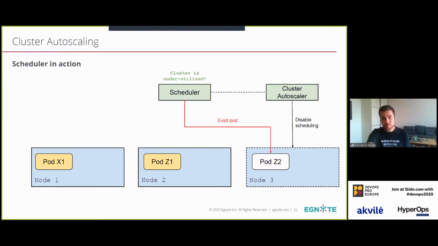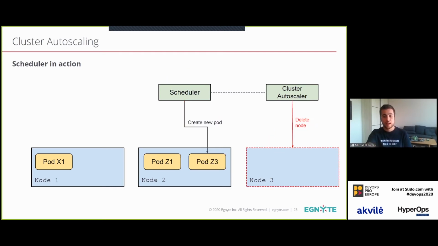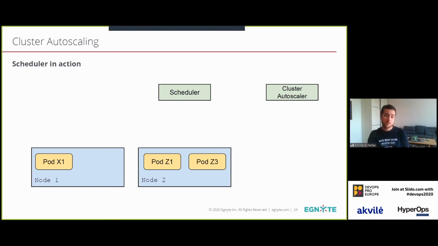So what will happen is the scheduler will evict pod Z2. Eviction is different from termination because it comes from a different reason. Scheduling is going to be disabled on that node, so we ensure that no new pods are going to be assigned there. We evict existing pods on that node, and the node is scrapped. So this is how upscaling and downscaling in a cluster works. That's great. That's the basic mechanism of Kubernetes.